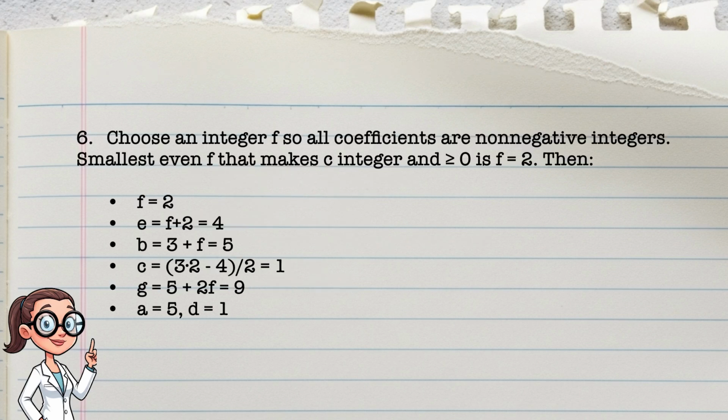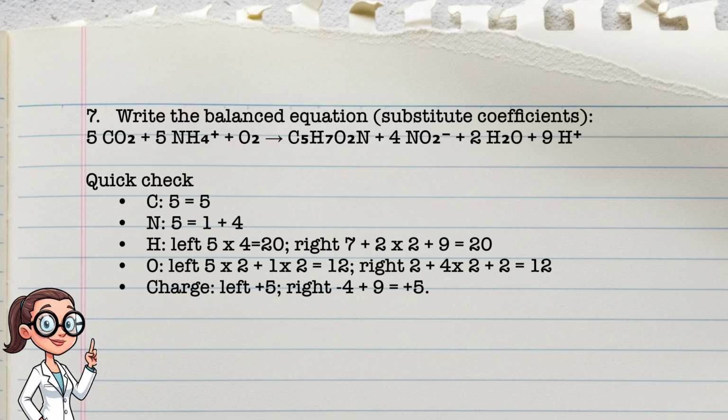We need C to be a whole number. What's the smallest even F that works? Let's try F equal to 2. All whole numbers. Here it is, beautifully balanced. Let's double check. Ta-da! Everything checks out.